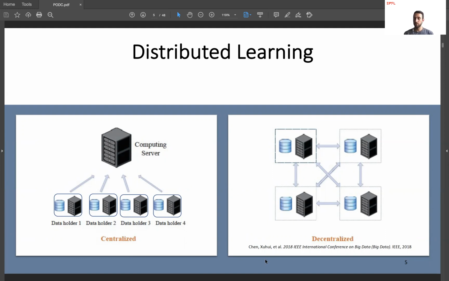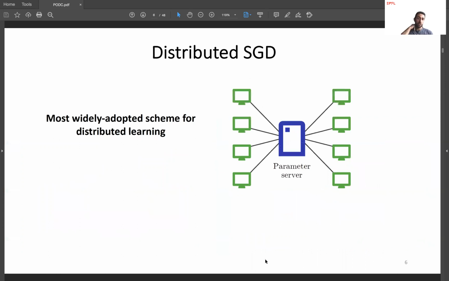And there's a decentralized architecture as well, in which all nodes are the same type of nodes. So all nodes are data holders, and they all communicate together in order to train a joint machine learning model over the collective training data set of all the different workers. And in this work, we're going to use the most widely adopted scheme for distributed learning, which is the distributed stochastic gradient descent in its most popular form, the parameter server model that I just explained.